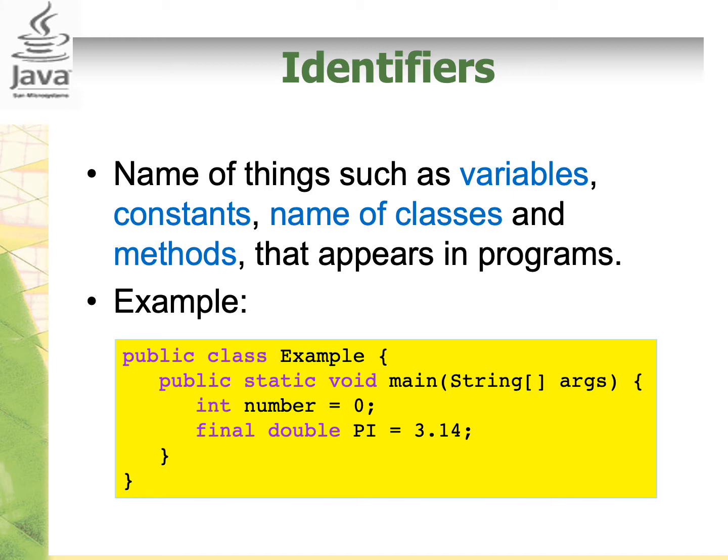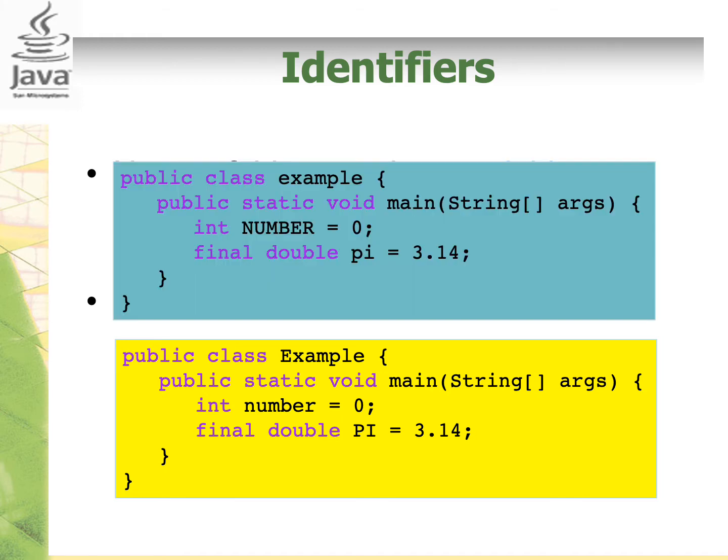From this example, you can see that the class name Example starts with an uppercase E, variable number is lowercase letter, and constant pi is in all capital letters. What if I do it differently? For example, what if I wrote my program as shown in the blue box? Is it valid? Can I run it? What do you think the output that I will get if I run this code?